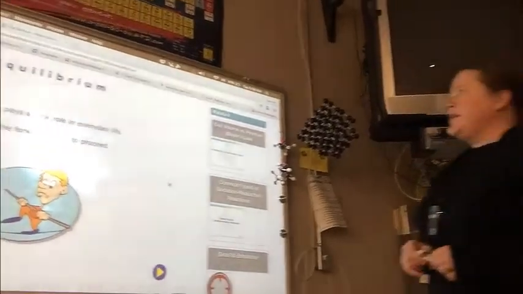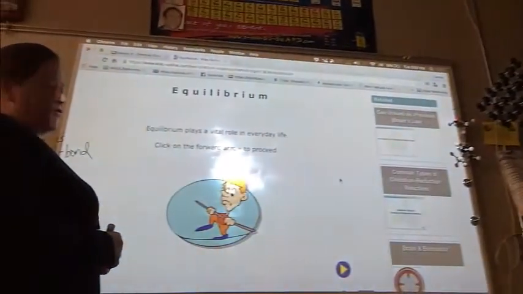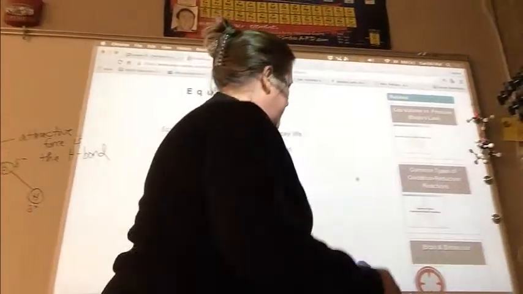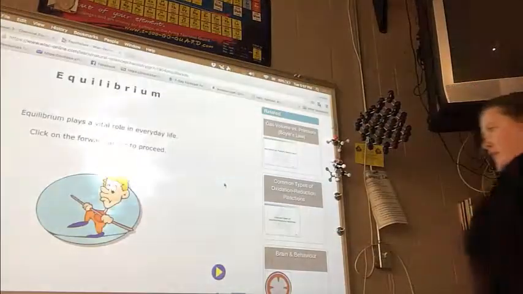So it says equilibrium plays a vital role in everyday life. Click on the forward arrow to proceed. I wish I had a smart board. That would be really handy.